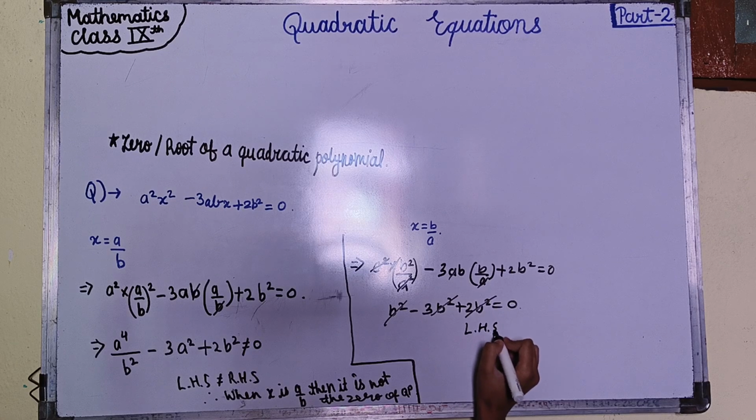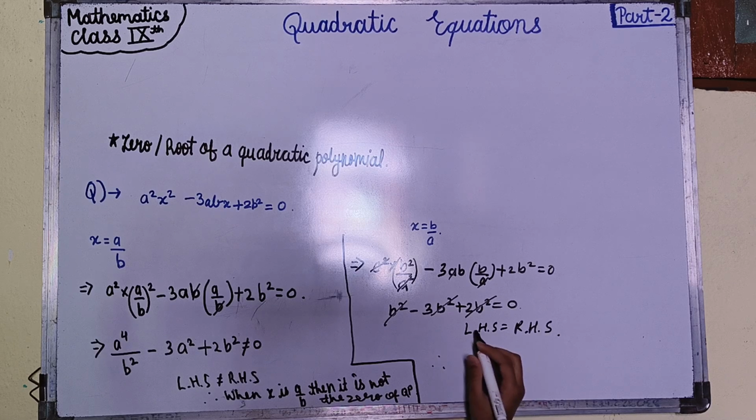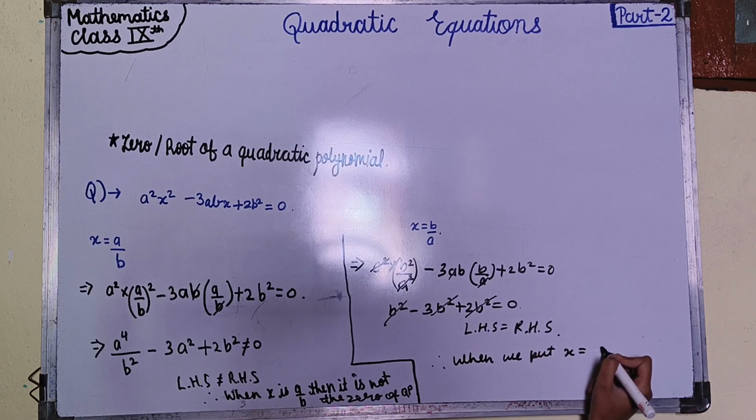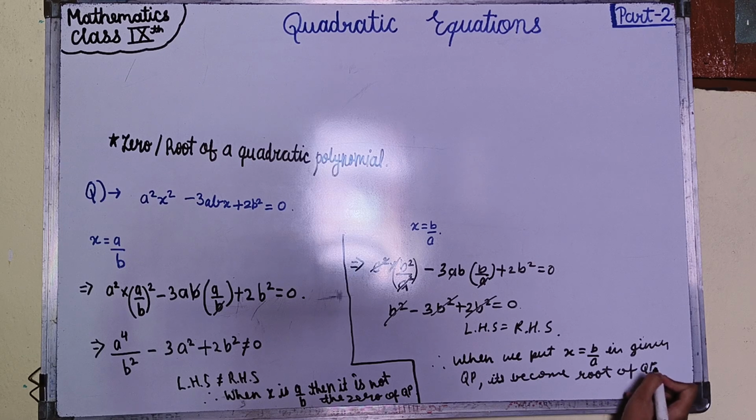Therefore, LHS is equal to RHS, and we'll write the statement as: when we put x is equal to b upon a in the given quadratic polynomial, it becomes a root of the quadratic polynomial. I hope you have understood till this.